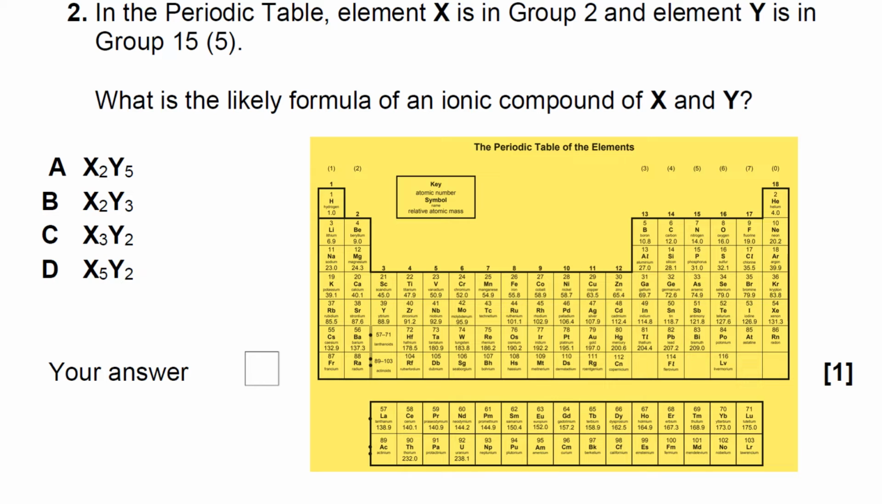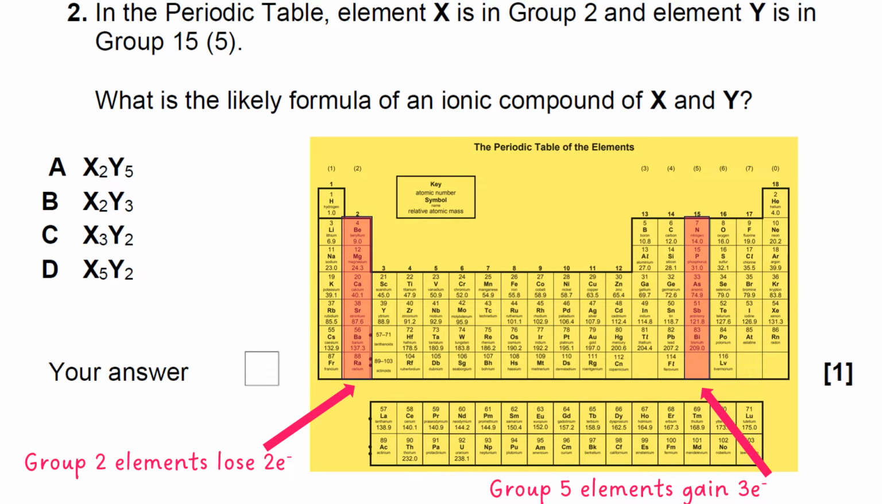So assuming this would be in a test, for example, as a multiple choice question, you'd have your periodic tables at hand. So I'm not going to go into the detail of the periodic table. Obviously, all we want to do is focus on where the elements are located. So the element X is going to be in group 2, so reminding ourselves that group 2 elements lose 2 electrons, and element Y is in group 5, and group 5 elements will gain 3 electrons.